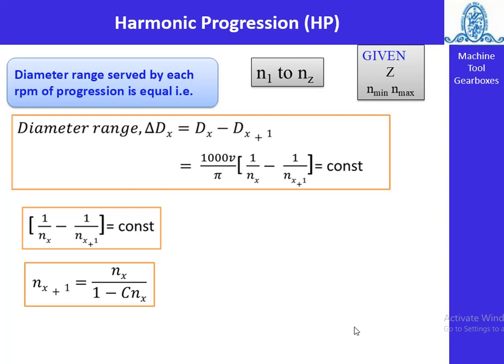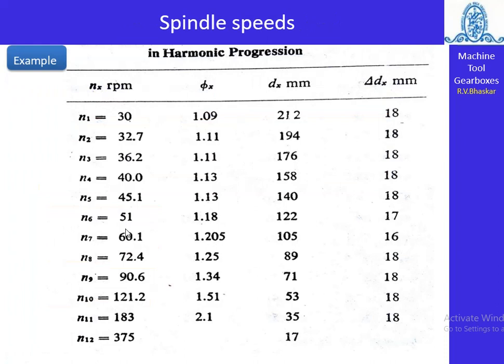That is, the difference Δdx = dx − dx+1 is constant. So here, as I told you, the reciprocal and the difference is constant. So the diameter range reciprocal and the difference is constant in case of harmonic progression. Again, let us take another example and solve for φdx and Δdx.